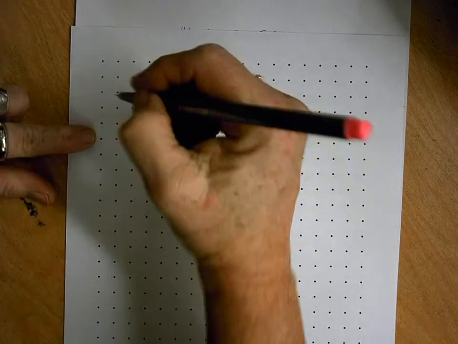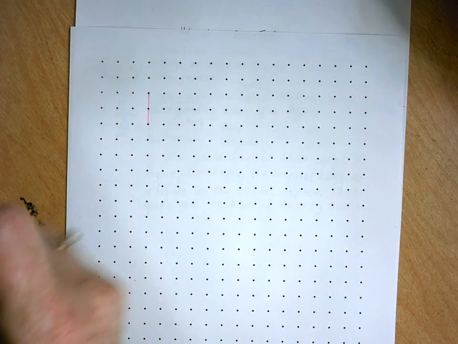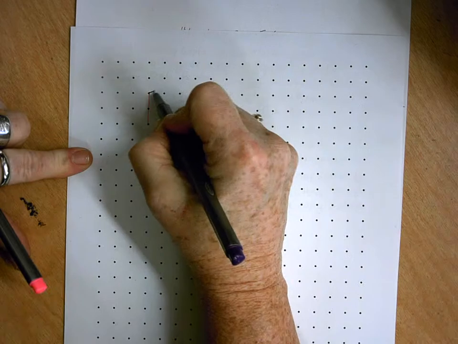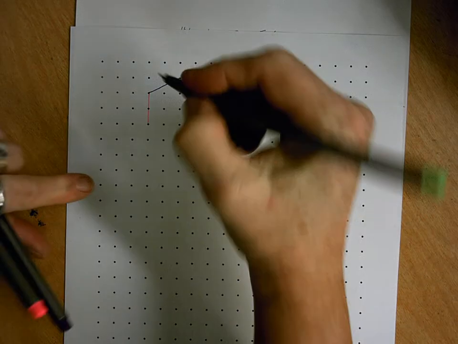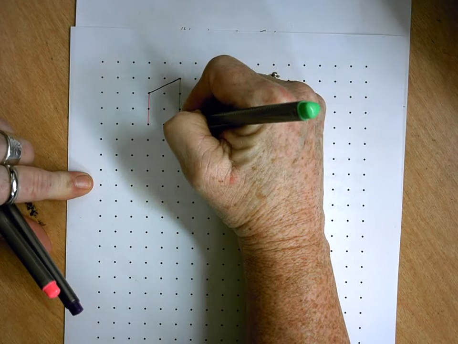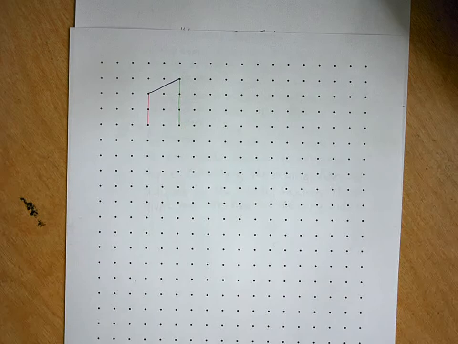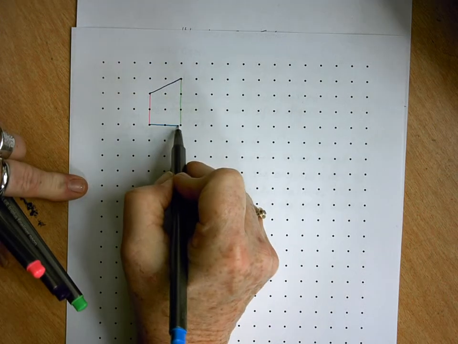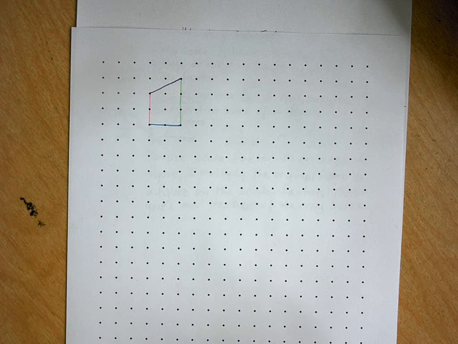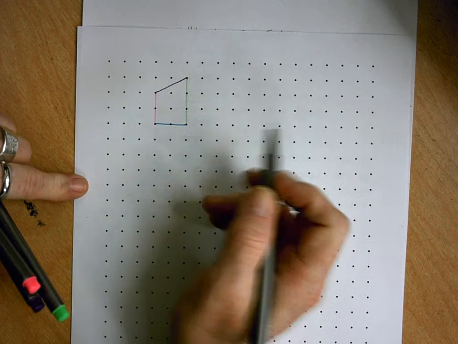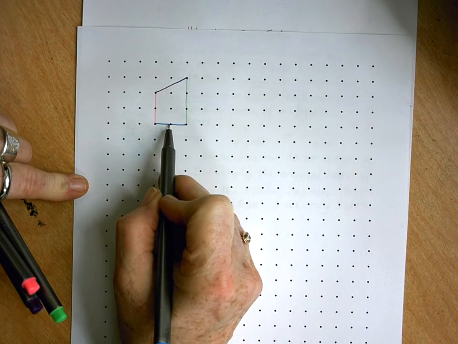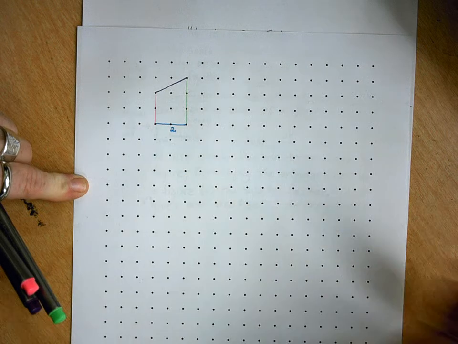I draw a figure. I'm going to use different colors for each of the sides. This time I think I'm going to do a quadrilateral. Now, using dot paper is a little tricky. So I don't count the dots, I count the spaces in between. So this is 1, 2. The length of this side is 2.